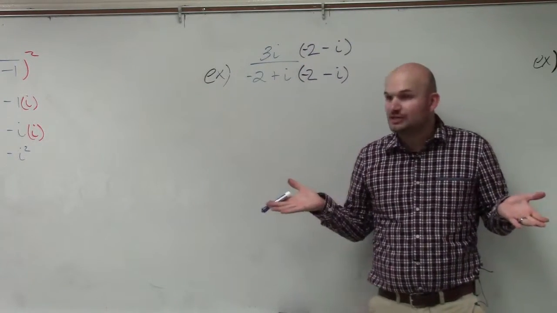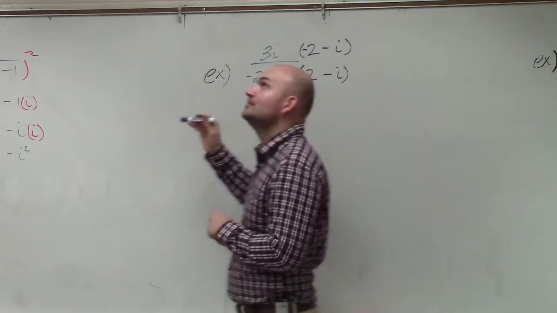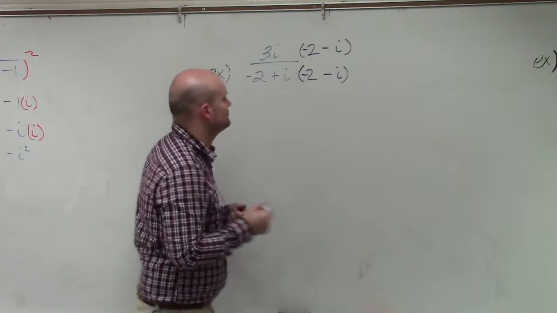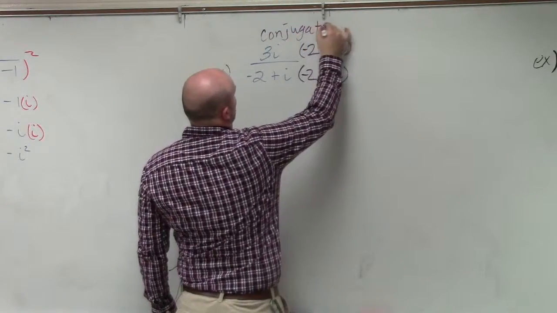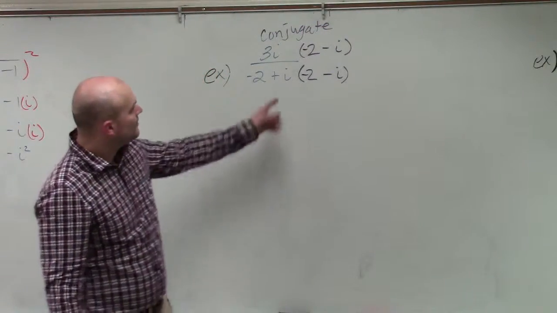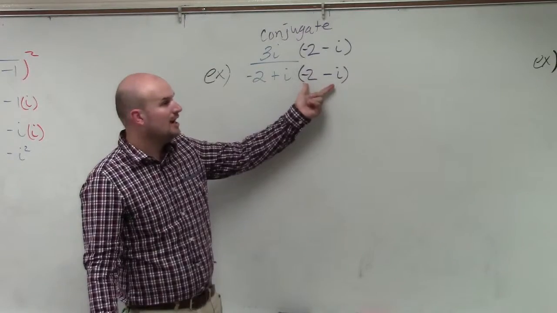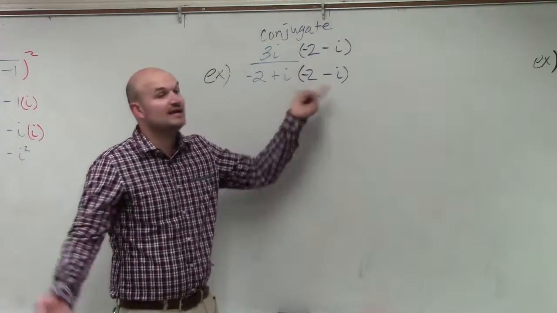It's called the conjugate. C-O-N-J-U-G-A-T-E. Conjugate. So basically, we're multiplying. It's the exact same expression, except the i, instead of it being positive, it's negative. If the original is negative, it's now going to be positive.